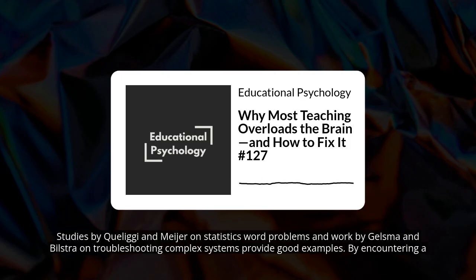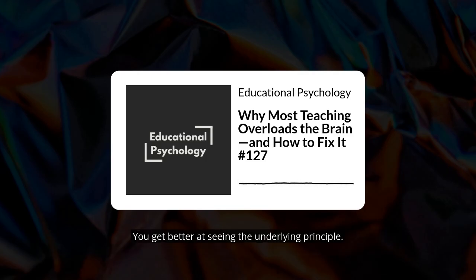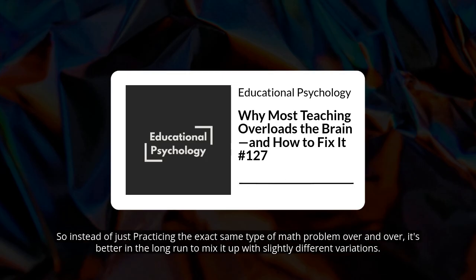Okay. Studies by Quiligi and Mayer on statistics word problems and work by Jelsma and Bilstra on troubleshooting complex systems provide good examples. By encountering a concept or problem-solving approach in different ways, you develop a more flexible, robust schema that isn't tied to specific surface features. You get better at seeing the underlying principle. Exactly. You become better at identifying the core ideas and distinguishing relevant from irrelevant info across different situations. So instead of just practicing the exact same type of math problem over and over, it's better in the long run to mix it up with slightly different variations.